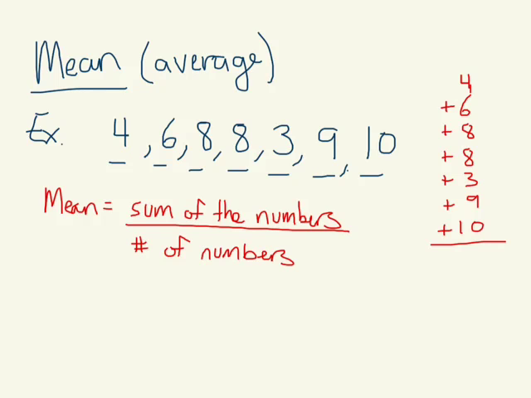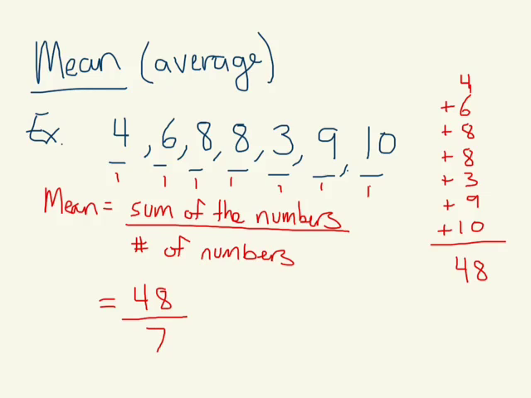Okay, so if we add them up, 4 plus 6 is 10, plus 8 is 18, plus another 8 is 26, plus 3 is 29, plus 9 is 38, and plus 10 is 48. Okay, you could double check that if you needed to, but 48 would be what we have on the top. 48, and we divide by the number of numbers. Well, how many numbers did I add up? 1, 2, 3, 4, 5, 6, 7. There are 7 people in the class, so we're going to divide that by 7.